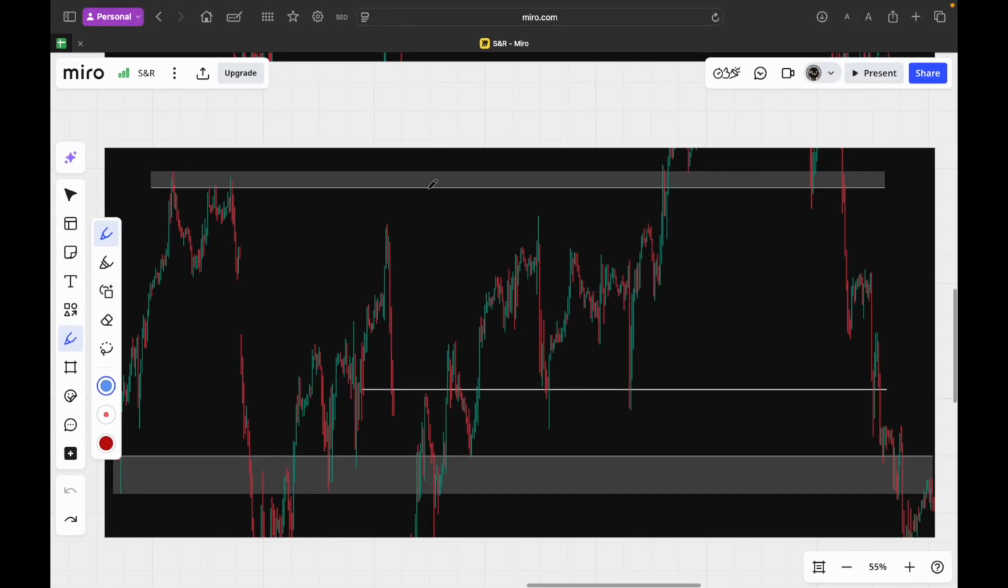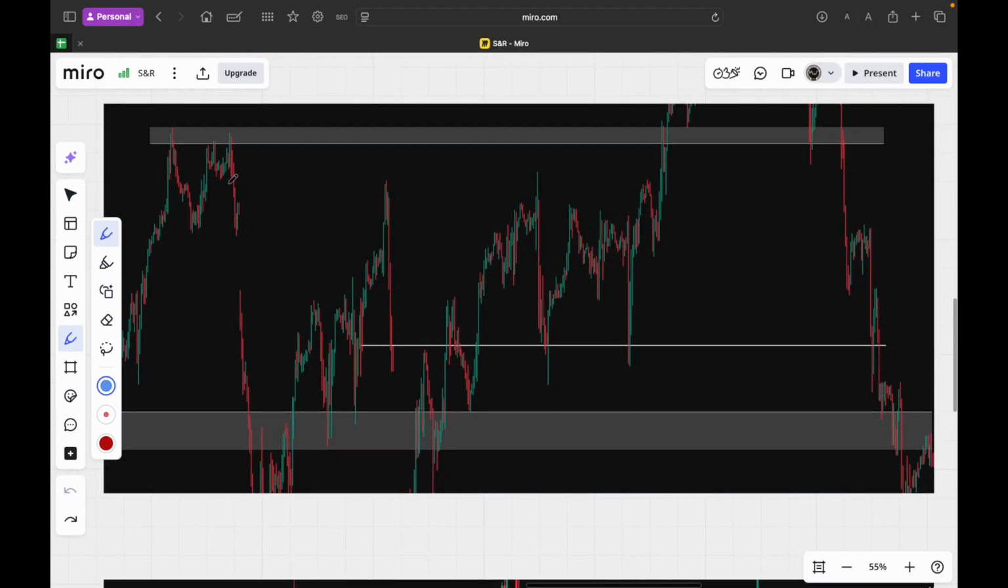Okay, so here you can see I drew out zones. Now how do I draw out the zones? I draw it from the wick of the first touch onto the body of where the next one is. But there's no right or wrong way to draw this. You need to go play around and see which one suits you the best.